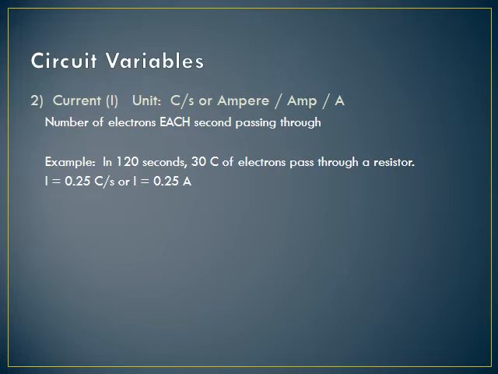So what that basically means is, if it takes 120 seconds for 30 of them to go through, that means that about a quarter of one is going through every second, or it would take 4 seconds per electron to get through that resistor.